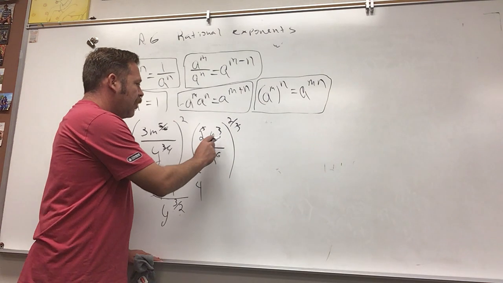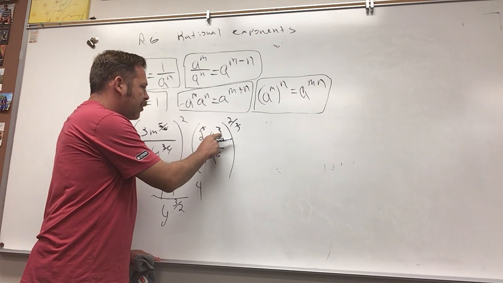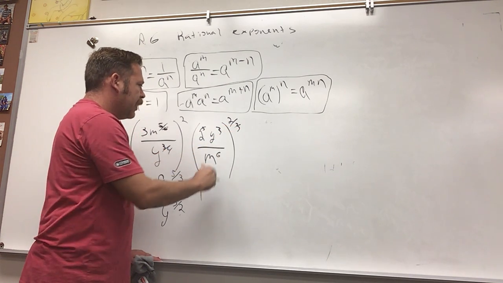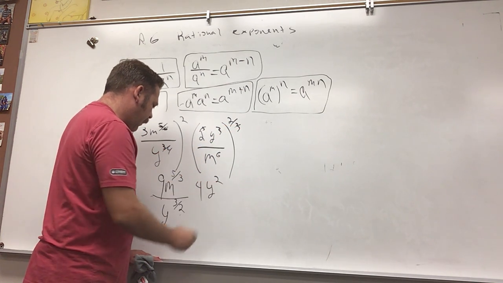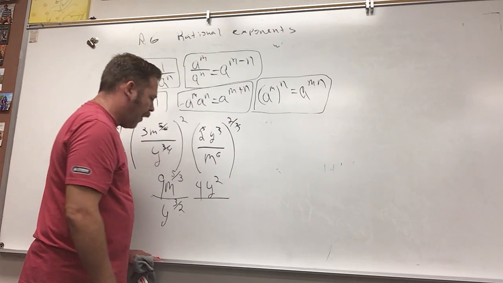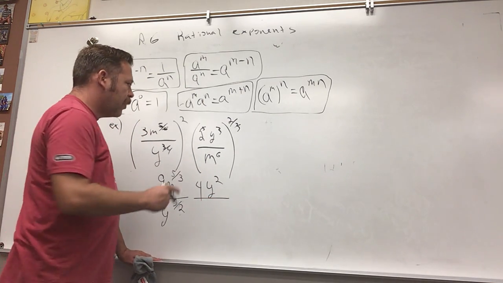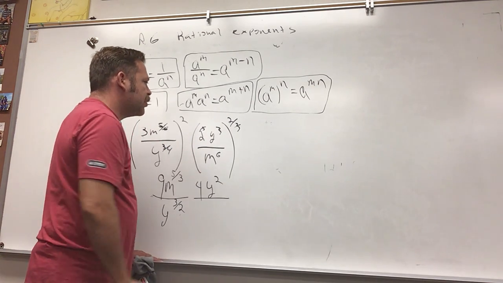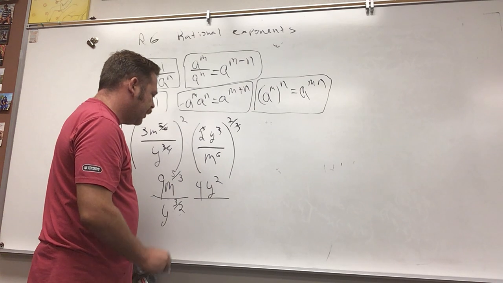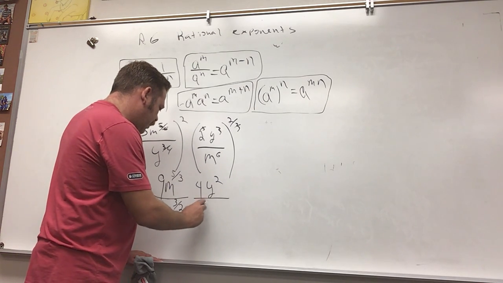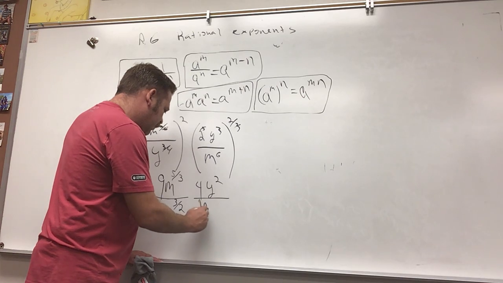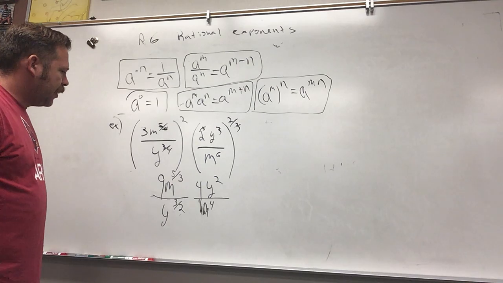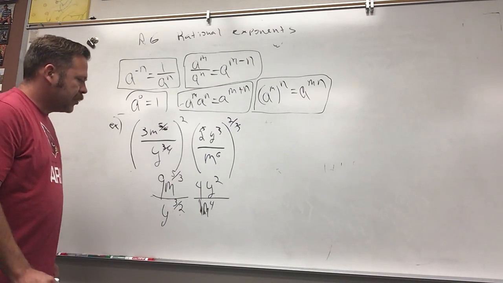And then, let's see, y to the third to the 2/3 power is just going to be y squared, okay? All right. And then, on the bottom, m to the 6 to the 2/3, 6 times 2 is 12, and 12 over 3 is 4. So I have m to the 4th power. Okay? I feel like you're going to be mad at me, but that's okay.